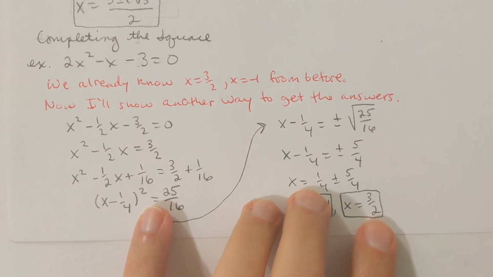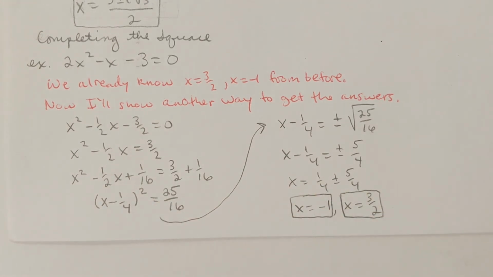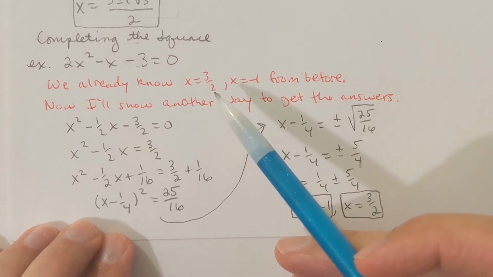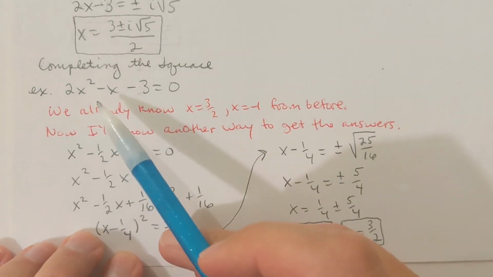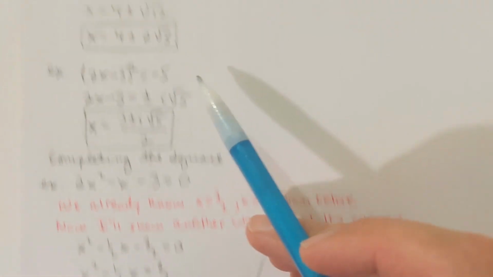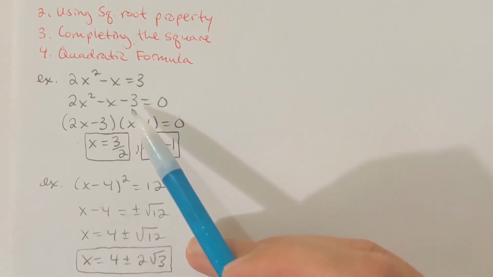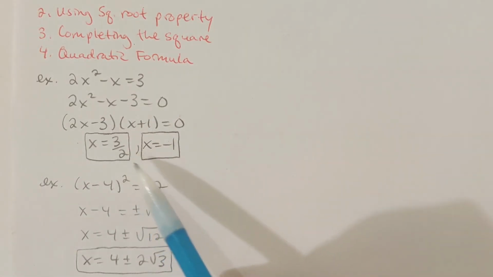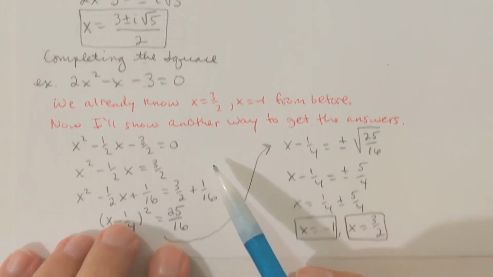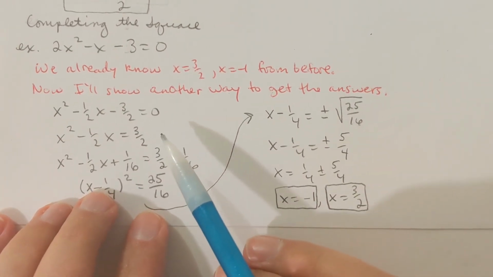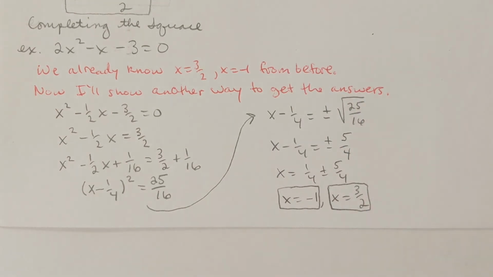When it comes to completing the square, there's a particular process that you take to complete the square. Now we've already looked at this earlier. Here's 2x squared minus x minus 3 equals 0. X equals 3 halves and x equals negative 1. So let me show you how to get this by using the completing the square method.